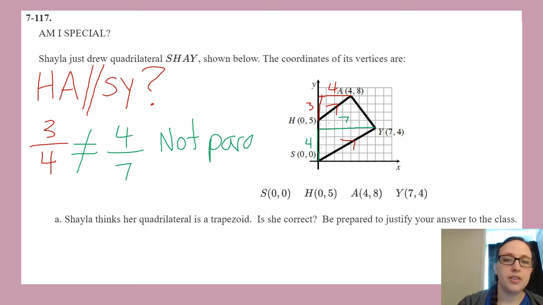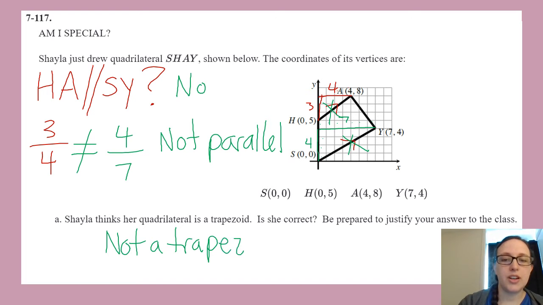So the answer to our question is no. They are not parallel to each other, so that cannot be a trapezoid. Remember, the definition is going to help us determine if it is that special shape or not. Trapezoid is defined as having one pair of parallel sides. This has no pairs of parallel sides.